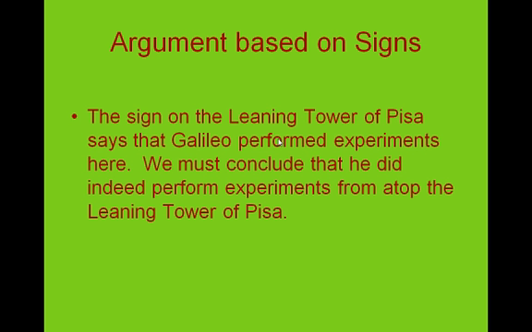An argument based on signs. Here is an example. The sign on the Leaning Tower of Pisa says that Galileo performed experiments here. We must conclude that he did indeed perform experiments from atop the Leaning Tower of Pisa. Would you expect to find graffiti on a World Heritage Site? Not likely. Therefore, this sign is likely going to be true.